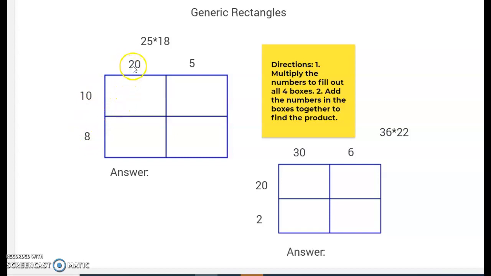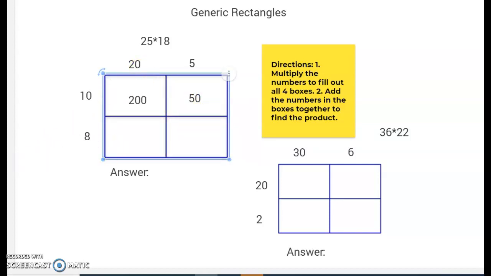Now we're going to multiply the answers to get these 4 boxes filled out. So 20 times 10 is our first one. You're going to take a text box and you're going to put the answer, which would be 200. And then you're going to look at these two numbers, just like filling out a multiplication table. 5 times 10, which is 50. So I'm going to take that text box and I'm going to write 50.